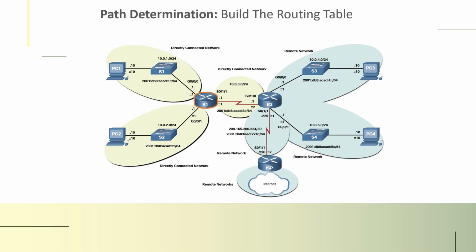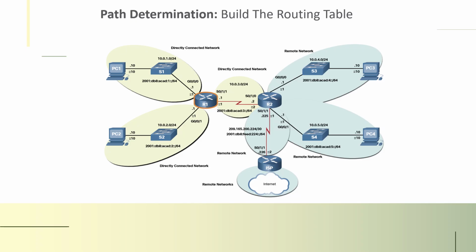And then we have the remote networks. These networks are not directly connected to the router. Routers learn about these remote networks in two ways. First, by using static routes, which are added to the routing table when a route is manually configured by the administrator. And we have the routes that are learned by dynamic routing protocols. These are added to the routing table when routing protocols dynamically learn about the remote networks.